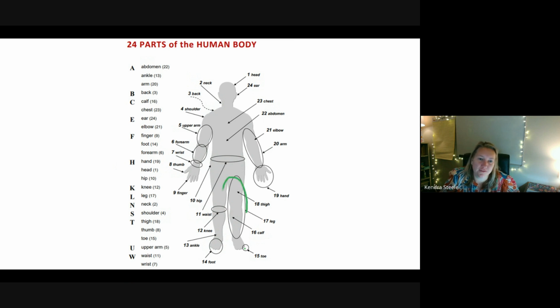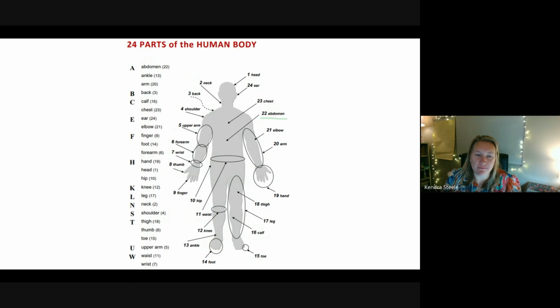17, they're trying to show you that the whole thing is a leg, right? And 18 is your thigh. This is the upper part of your leg, okay, where that muscle is. 19 is your hand, right? It's trying to show the whole hand. 20 is your arm, the whole thing. 21 is your elbow, which is where your arm bends.